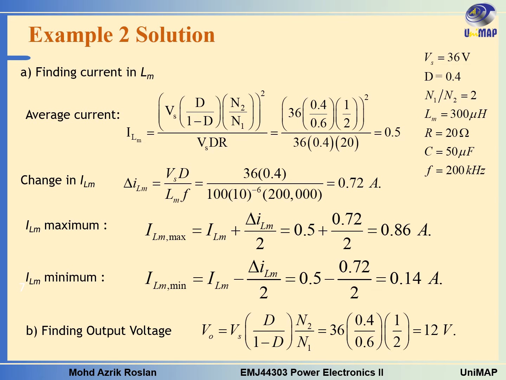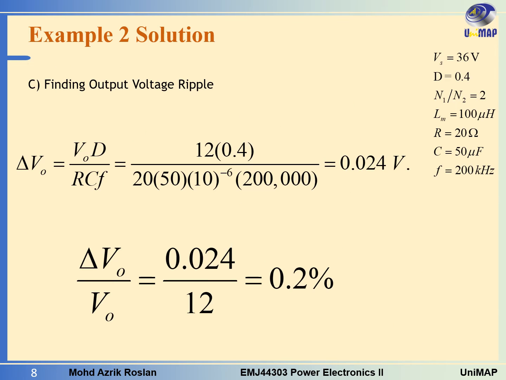You will get the output voltage equals 12 volt. Finally, for the output voltage ripple, you have the delta V out equals this value, and when you substitute everything, you will get 0.024. This is for delta V out. When you want to find the output voltage ripple, the delta V out is divided by V out, and you will get the value equal to 0.2%.